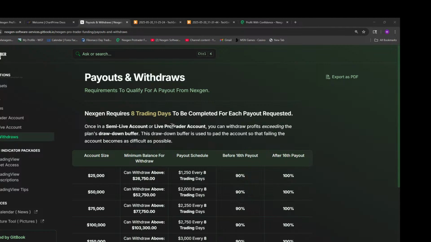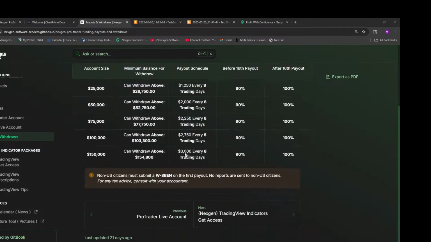Once on the semi-live account, you can withdraw profits exceeding the plan's drawdown buffer. This drawdown buffer is used to pad the account, so failing becomes as difficult as possible.